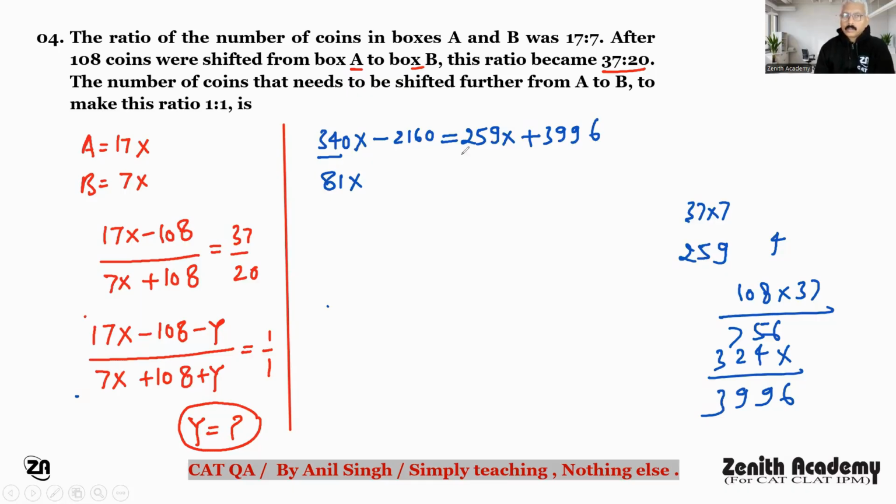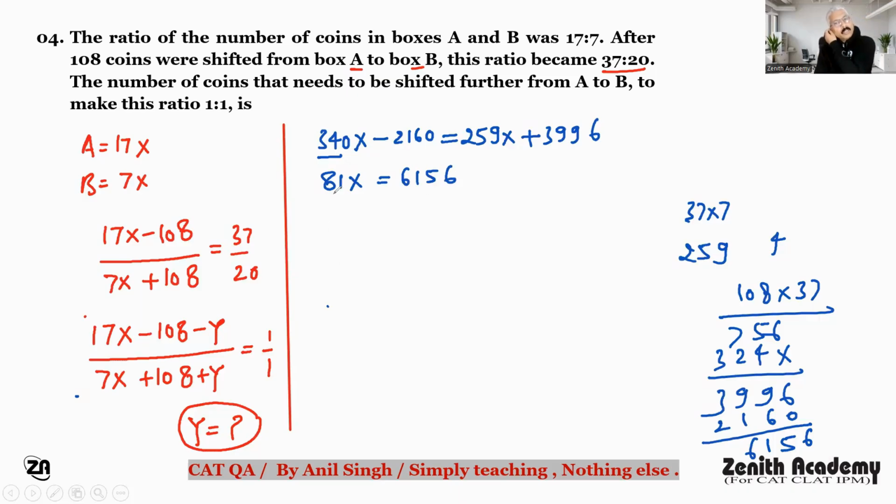And this is 81x. And here it is going to be 3996 plus 2160, which is 6156.